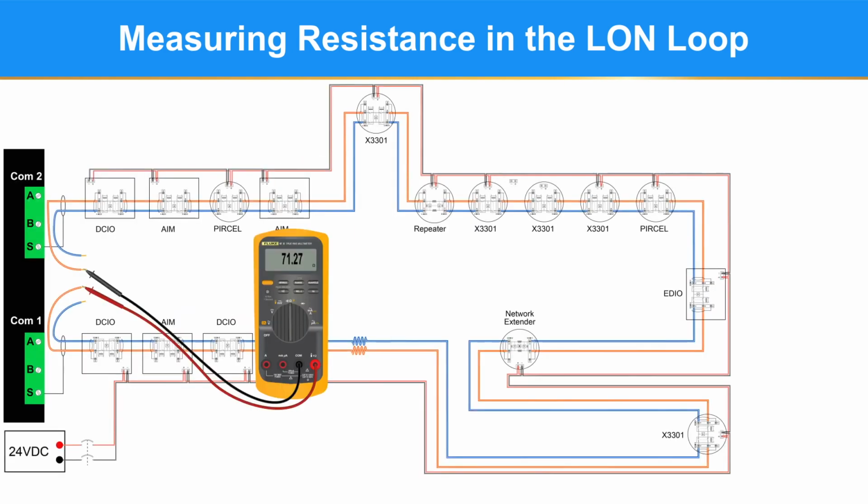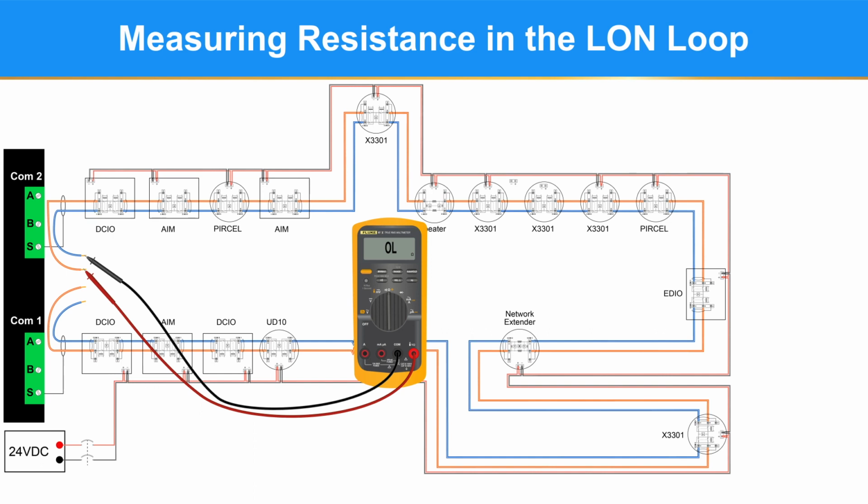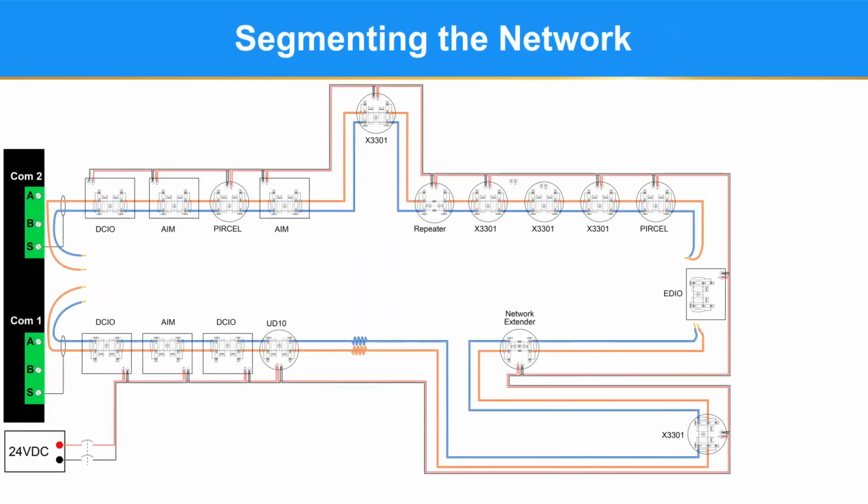Then check B to B. It should be very close to the A to A reading. It is. And then finally, check A to B. You should be reading infinite ohms. If any of these measurements don't look good, you will need to start segmenting the LON network to find out where the resistance is. Here is a quick hint on segmenting the network.